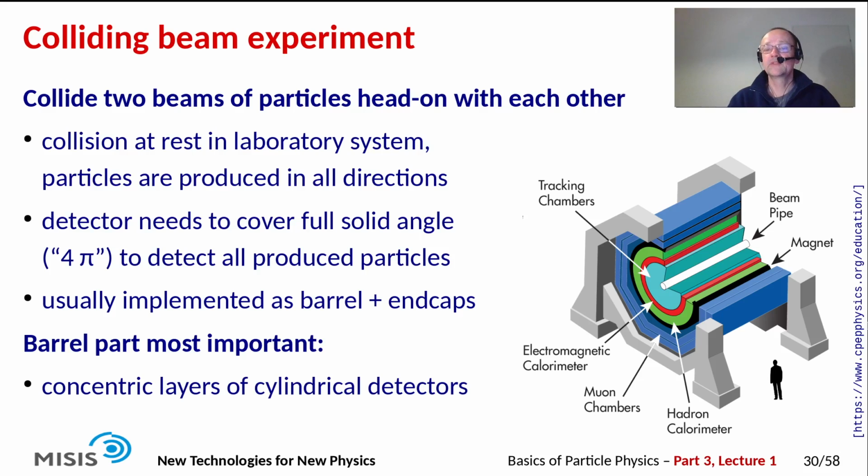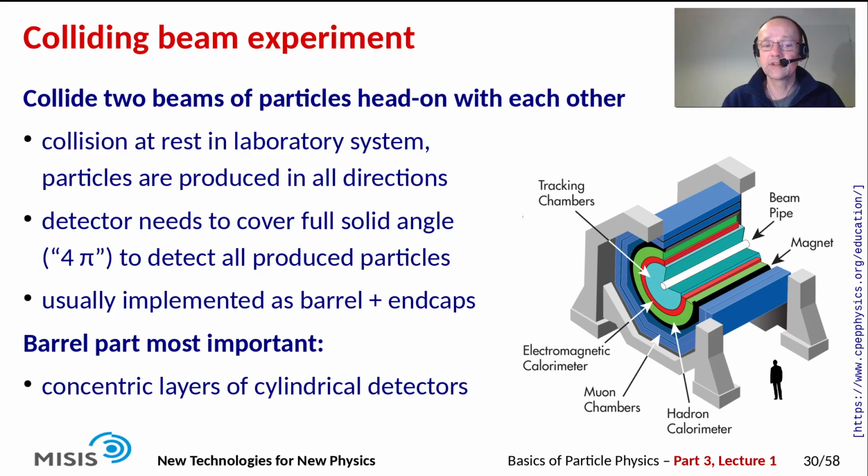Now, how these different detectors are arranged with respect to each other depends on what type of experiment we are looking at. In a colliding beam experiment, where we collide two beams head-on with each other, the collision happens at rest in the laboratory system, particles are produced in all directions, and the detector needs to cover the full solid angle. It's also often called a 4 pi detector, if we want to detect all the produced particles. This is usually implemented in the form of a barrel detector, as depicted here in the sketch on the right, which is then complemented by end caps before and after the barrel.